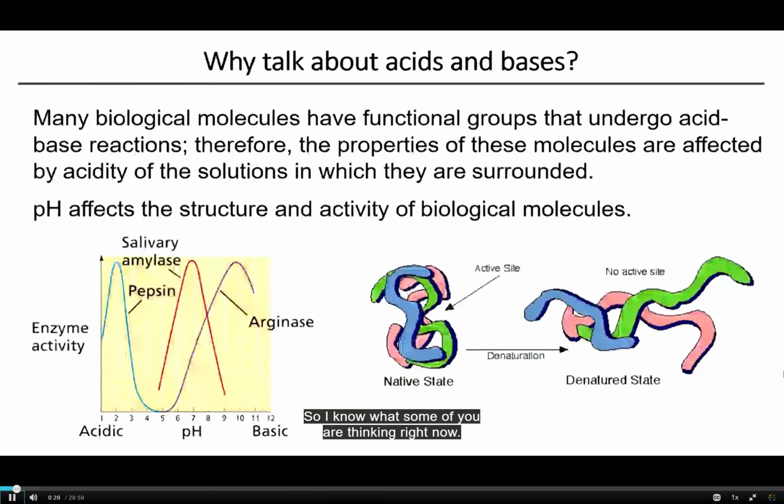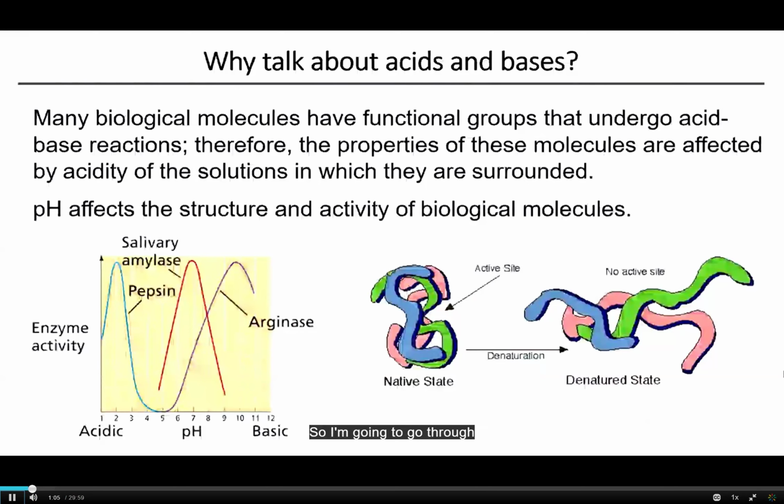So I know what some of you are thinking right now. You may be feeling worried about this subject. Traditionally, I have found that many students are worried about acid-base chemistry, but I'm here to say that it's really important for you to understand how acids and bases affect the pH of a surrounding environment, because that environment will affect the structure and activity of different biological molecules, particularly proteins. So it's really important to get a baseline understanding of this.